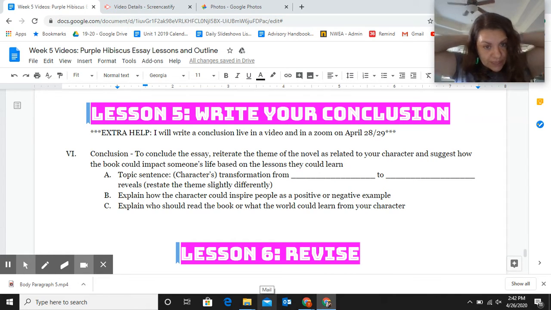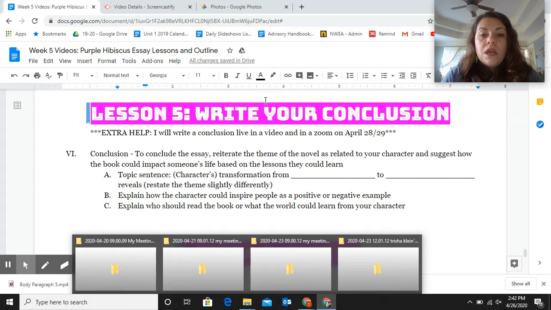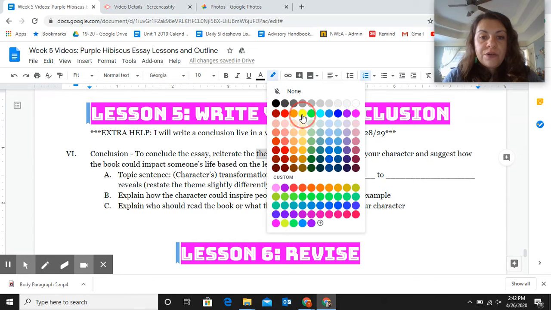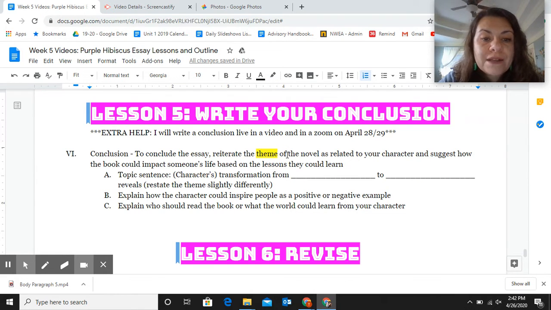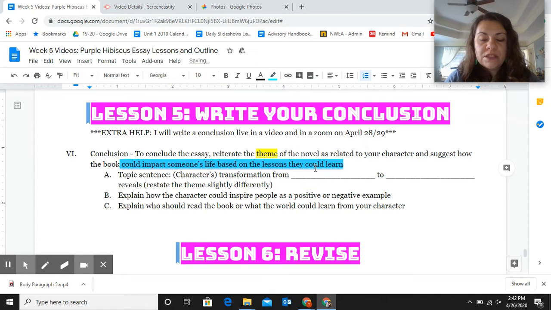So to conclude your essay, reiterate the theme of the novel as related to your character. Now, remember theme? We had a theme in our thesis. So you want to really focus on whatever theme or lesson you mentioned in your thesis and suggest how the book could impact someone's life based on the lessons they could learn. Now, this is going to be the hardest part because you're going to be like, what could someone learn from this? This is the part where you really have to think. The rest of it is just like, I've done all this work, let me pull it all together.